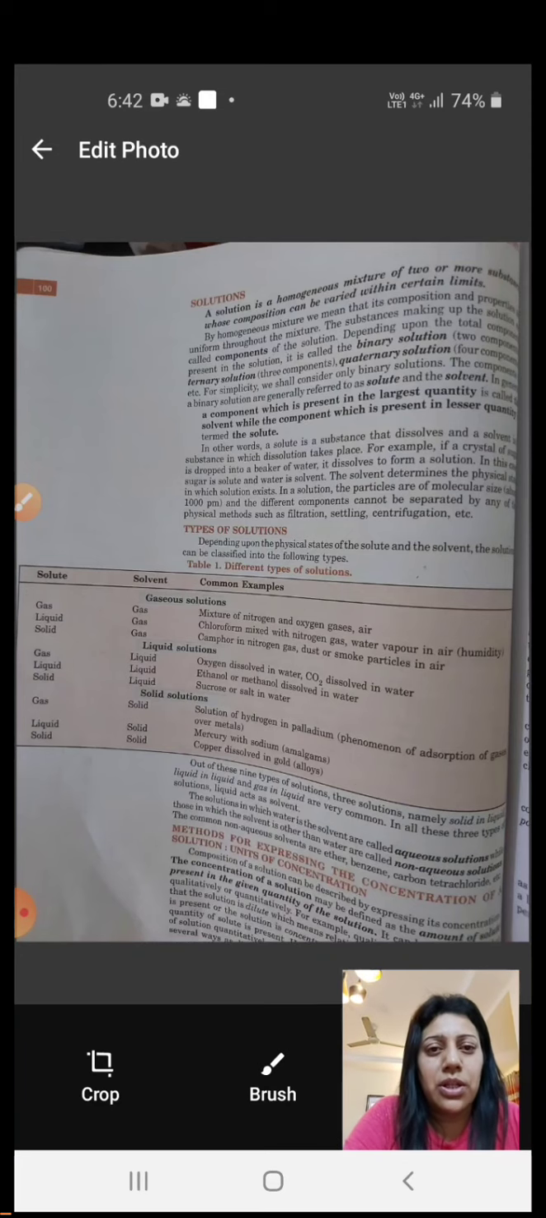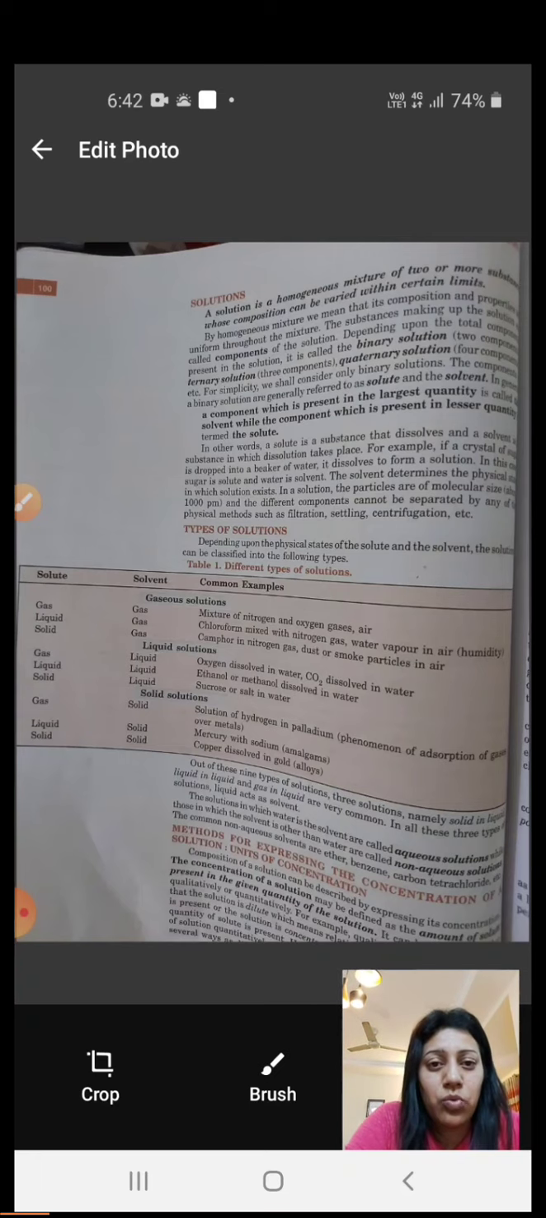Solution. What is a solution? A solution is a homogeneous mixture of two or more substances whose composition can be varied within certain limits. Homogeneous means same composition. It is a mixture of solute and solvent. Solute means less quantity and solvent means larger quantity. A binary solution is named depending upon the total number of components present in the solution.